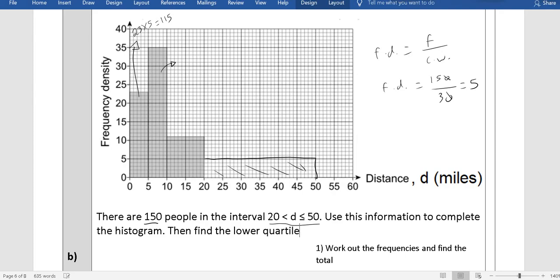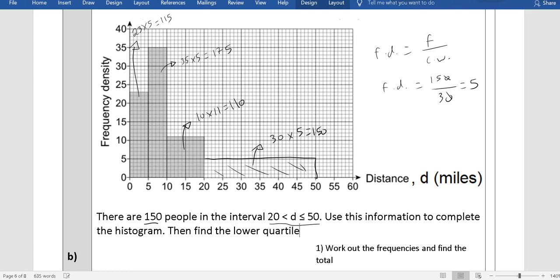Between 5 and 10, I should be doing this in a table, but for the sake of time I will do it this way. Class width is 5, frequency density is 35. 35 times 5 is 175. Between 10 and 20, class width is 10, frequency density is 11, so I have 110. And then between 20 and 50, class width is 30, frequency density of 5, I have 150.